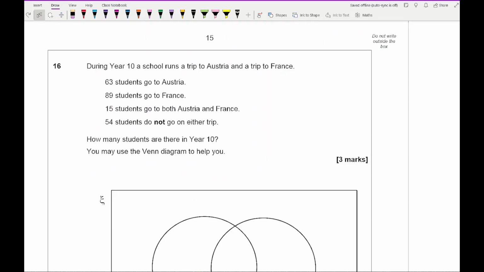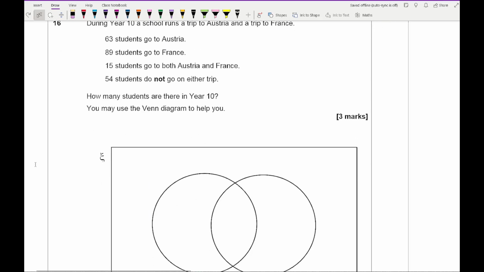So moving on to question 16, it says during year 10 a school runs a trip to Austria and a trip to France. 63 students go to Austria, 89 students go to France, 15 students go to both Austria and France, and 54 students do not go on either trip. How many students are there in year 10? And it says you may use a Venn diagram to help you with this question.